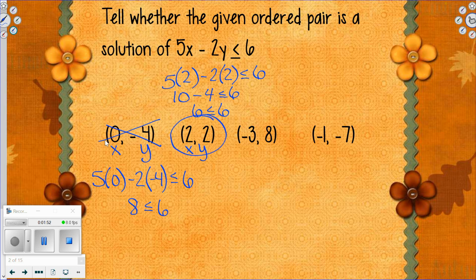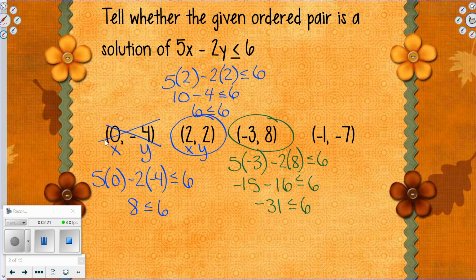That's a good one. All right, what about negative 3, 8? So 5 times negative 3 minus 2 times 8, less than or equal to 6. So that's negative 15 minus 16. That gives me negative 31. Is that less than or equal to 6? Yeah.